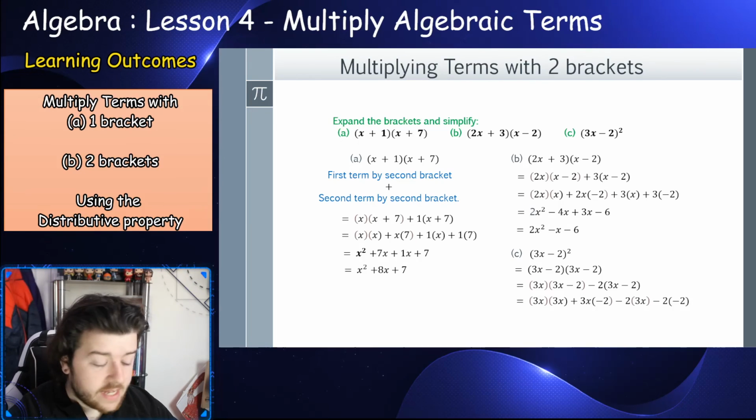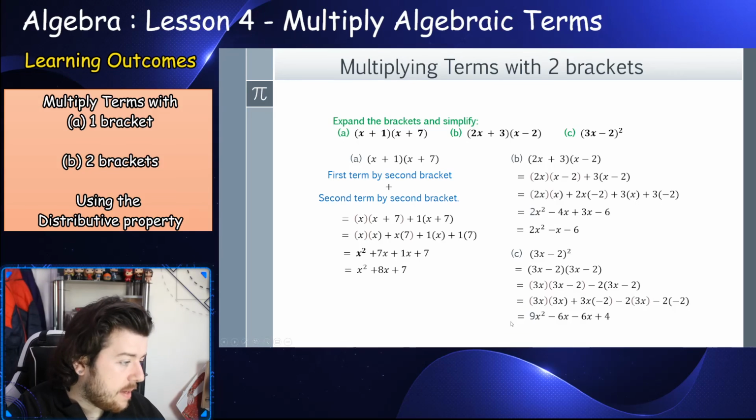3x times 3x, so coefficient by coefficient, variable by variable. 3 times 3 is 9, x times x is x squared. 3x times minus 2 is going to be minus 6x. Minus 2 times 3x is going to be minus 6x, because minus 2 times 3 is minus 6, and there's no other x's, so we'll leave it on its own. And then minus 2 times minus 2 is going to be a positive 4, because a minus by minus is a plus. So I have 9x squared minus 6x minus 6x plus 4.